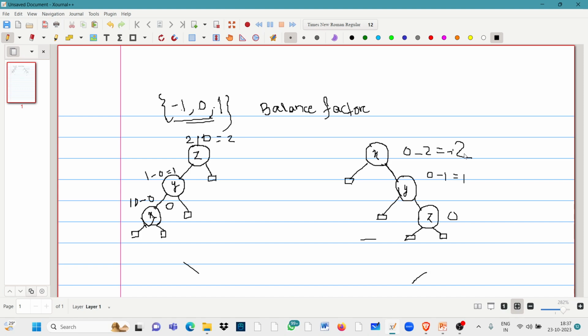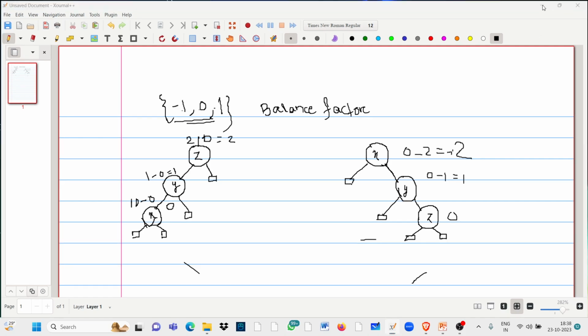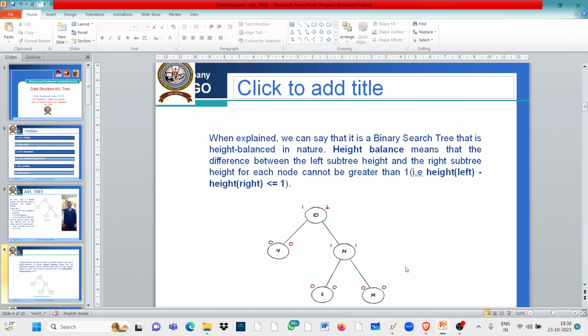You get it now? So when this balance of height is not there or the balance factor is not matching, then what you have to do? You have to go for some rotation. So that is the problem. So in the AVL tree, we have to go for this thing, right? So next we come to our PPT.